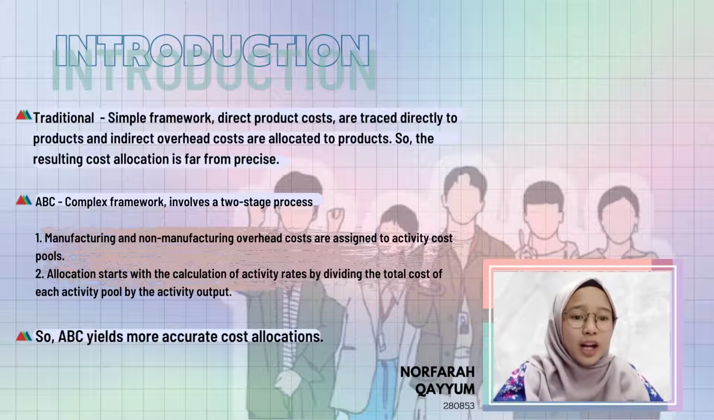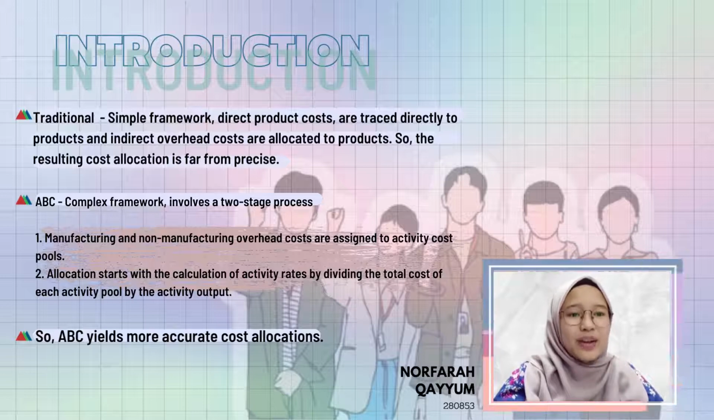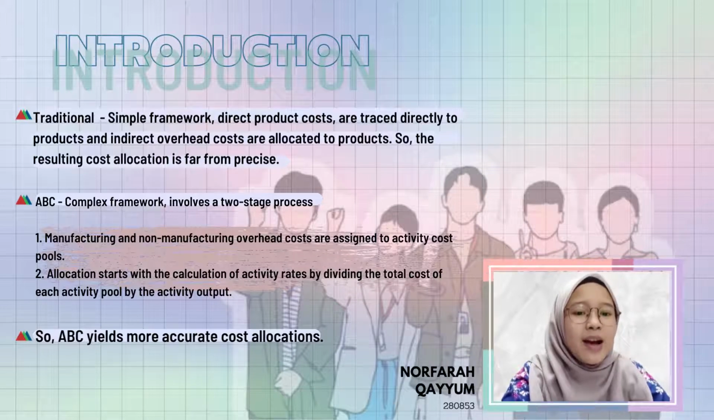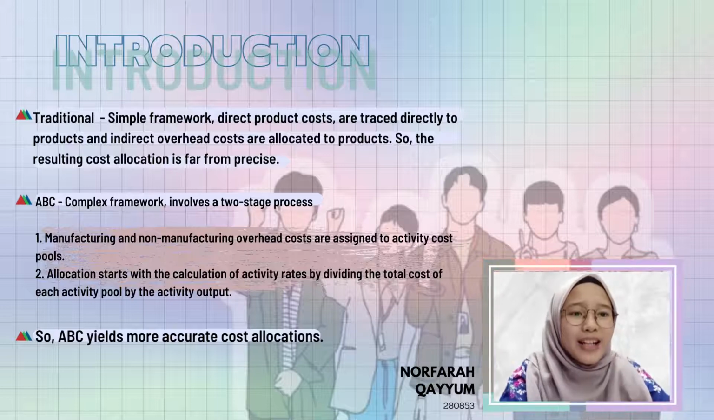To address the shortcomings of the traditional cost system, there is activity-based costing, short for ABC. ABC follows a complex framework involving a two-stage process. Firstly, manufacturing and non-manufacturing overhead costs are assigned to activity cost pools. Secondly, allocation starts with the calculation of activity rates by dividing the total cost of each pool by the activity output. Then the resulting cost allocation is more accurate.